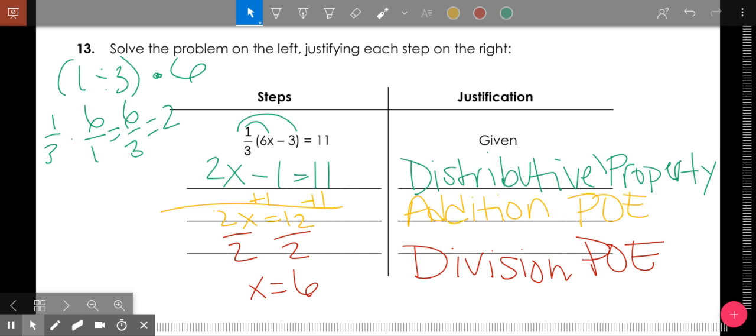Whenever you guys are writing these steps, I had a couple people put distributive POE. It's not distributive POE because it did not happen to both sides. It's only whenever it happens to both sides that we do POE.